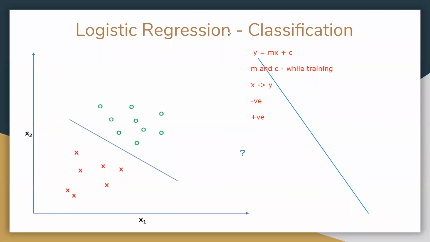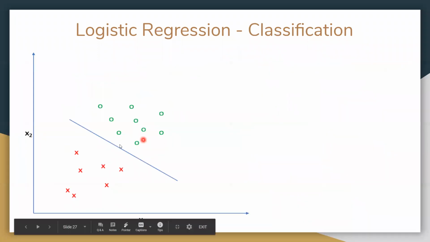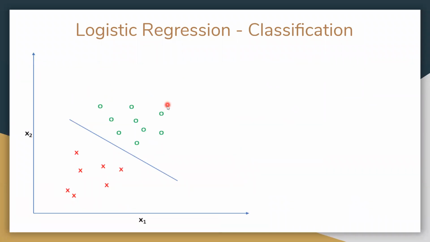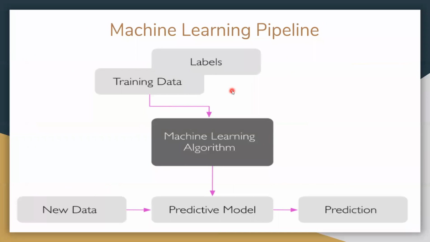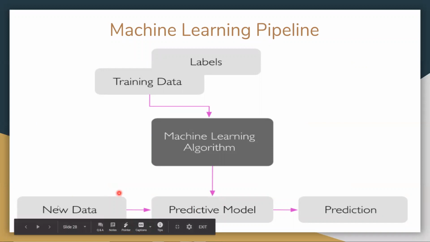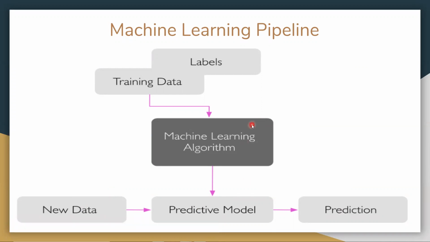So this is what we have seen so far. You have a set of classes, and you draw a decision boundary, which is logistic regression for classification. Now, how do you train? Every time we are talking about training the model and testing the model. How do you do that? In the training data, you will have the labels. You will train a machine learning algorithm, and after the algorithm is trained, you will pass the new data and you get the prediction.